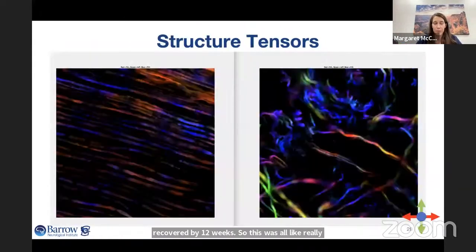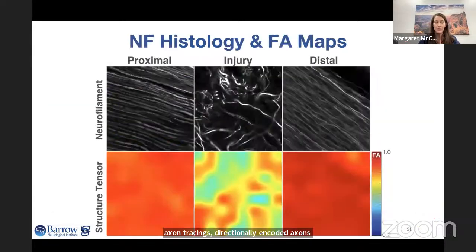And so what we ended up doing was deriving structure tensors from these 40x stacks. Whereas MRI relies on water diffusivity, we were able to use a similar idea and derive tensors based on the change in intensity that we were seeing within these pathology slides. And so these are those individual axon tracings, directionally encoded axons here. But if you zoom out a little bit, if you take a larger neighborhood and average those tensors over a larger area, you can derive an FA map for the entire 40x section. And so that's what we did here.